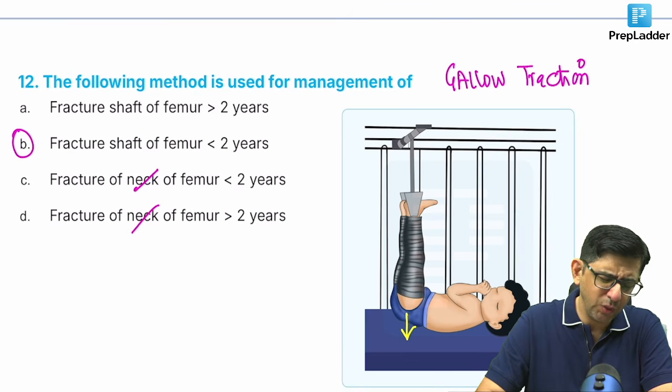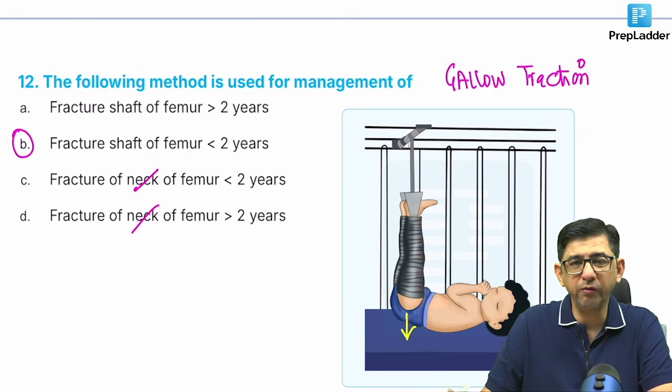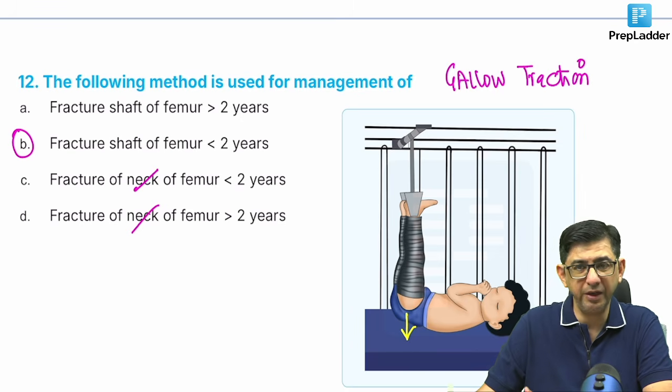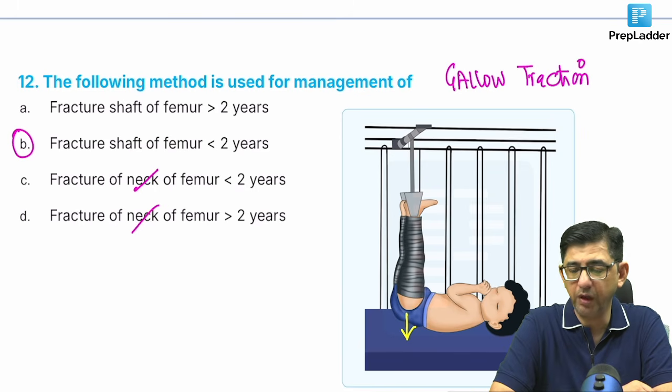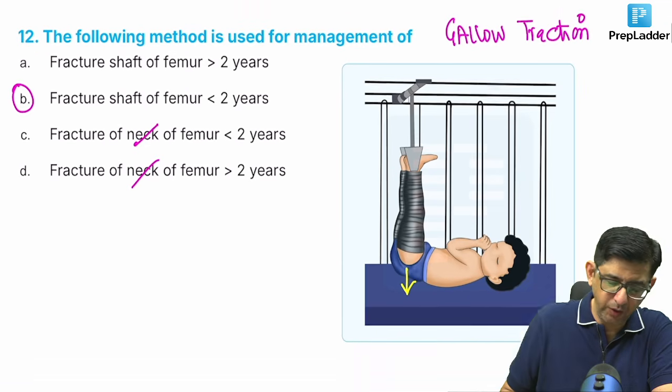If it is more than 2 years, then we'll go for ORIF only, because a child will also move more, so it would be difficult to keep the patient in this particular position. So in older children, or older patients, we go in for open reduction and internal fixation, but for smaller kids we can go for gallows traction. So answer to 12th is option number B. Easy to identify.